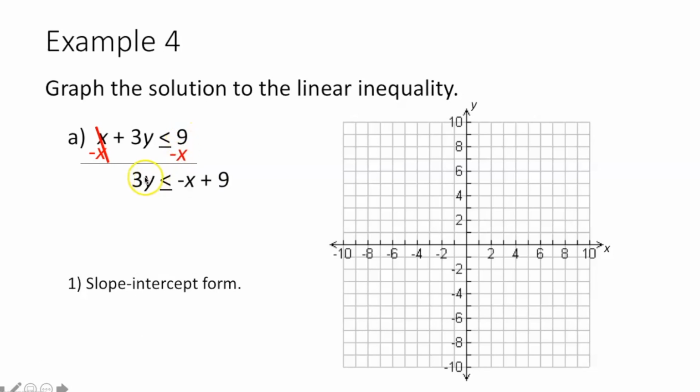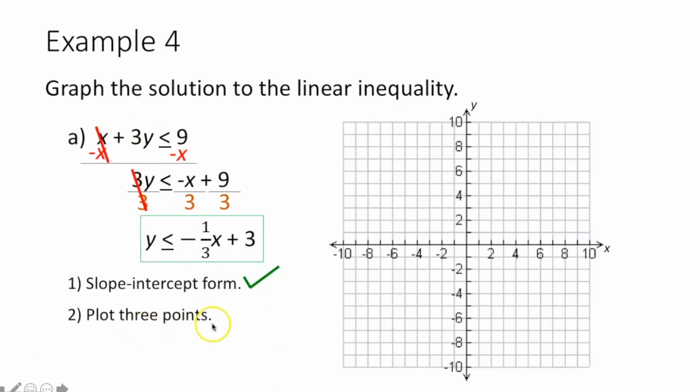Next, to get y all by itself, I got to get rid of this 3. So since it's 3 times y, I divide everything by 3. That way these cancel each other out. This becomes -1/3 x, and this becomes 3. So we have our slope-intercept form of our given linear inequality. Next, we are ready to plot our 3 points. So we start with our y-intercept. What's our y-intercept? That would be 3. So we go to 0, 3, and we put a point.